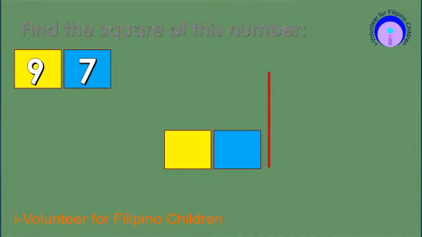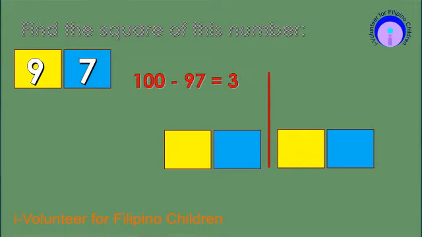Let us take an example, 97. 97 is deficient of 3 from the base 100. Then we will subtract the deficiency from that number. 97 minus 3 is equal to 94.